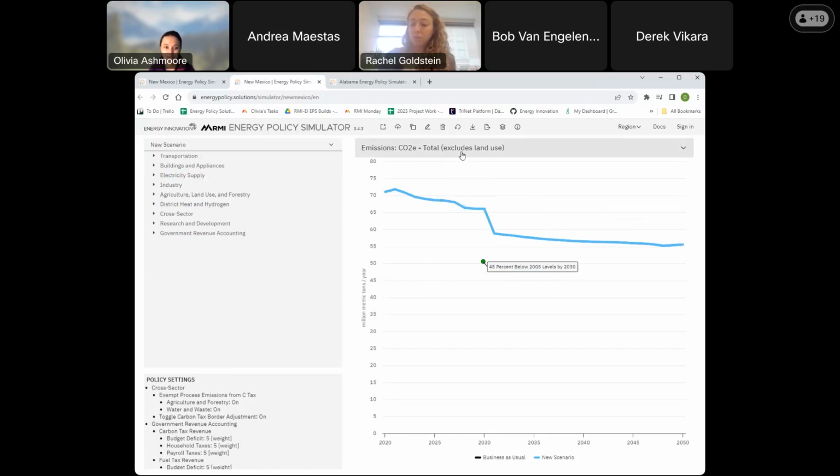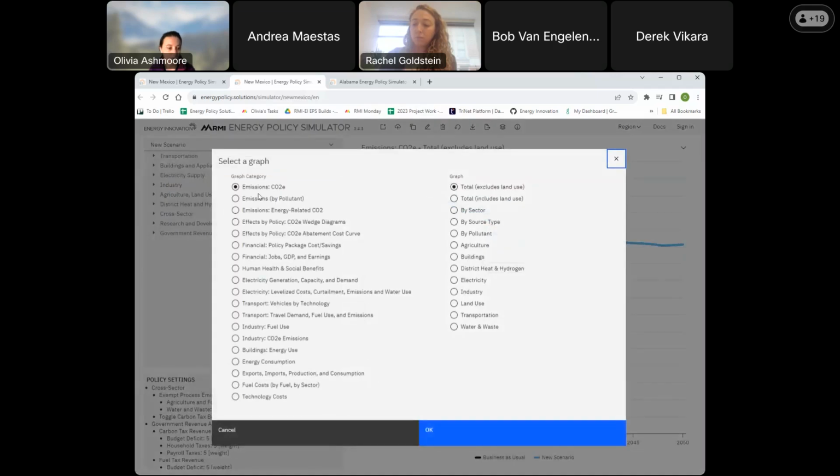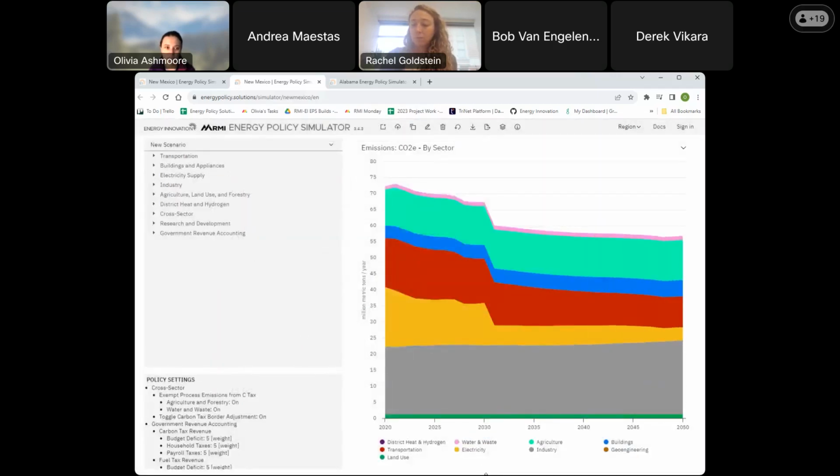We have many different outputs. Actually, we have hundreds of different outputs we provide in this online tool. And you can access them all by using this drop down. This is a graph category and then graph subcategory over here. So for emissions, we include emissions by sector. So we can toggle to this version of the graph and it'll show the breakdown of emissions by sector, including electricity, land use, transportation, etc. I would recommend making an account and then signing in. This will allow you to download any of the graph data. It'll allow you to save scenarios and name scenarios.